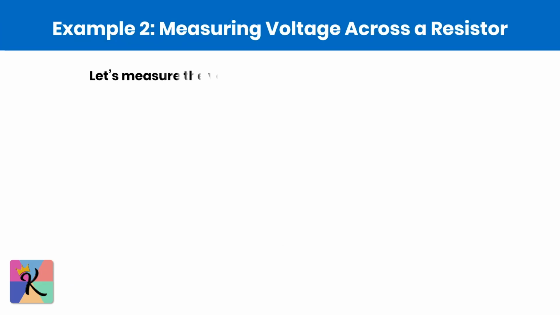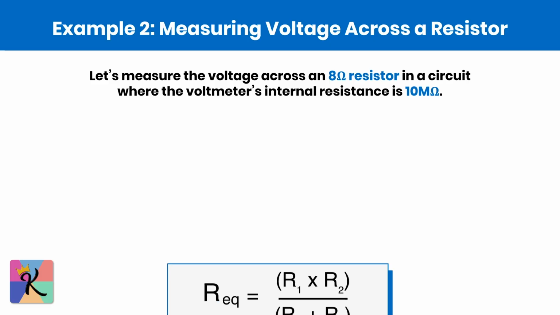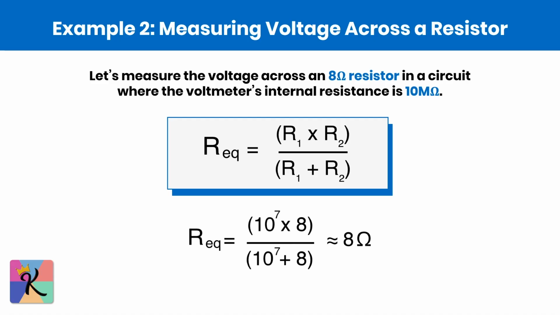Example 2. Let's measure the voltage across an 8 ohm resistor in a circuit where the voltmeter's internal resistance is 10 megaohms. First, calculate the equivalent resistance of the resistor and voltmeter using the parallel resistor formula. The result is approximately 8 ohms. Since the equivalent resistance is effectively unchanged, the measured voltage across the 8 ohm resistor will be accurate.